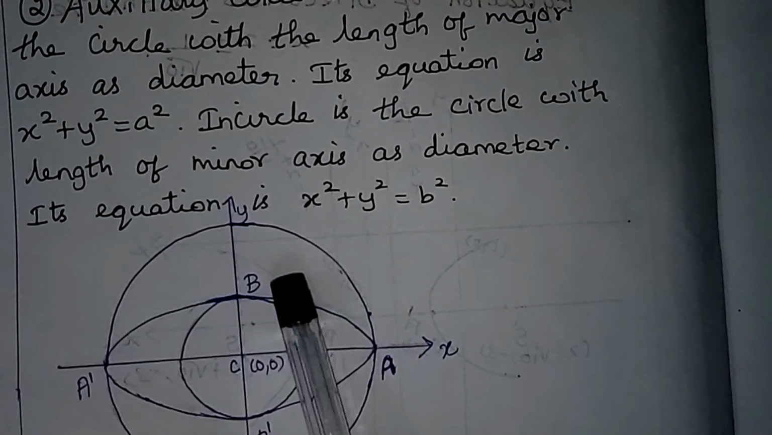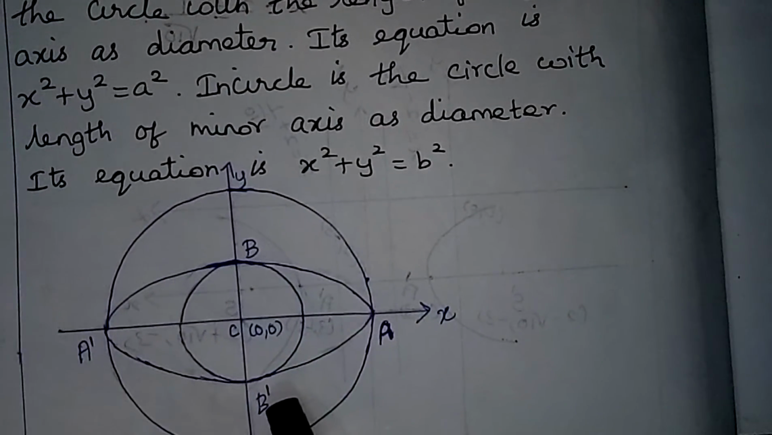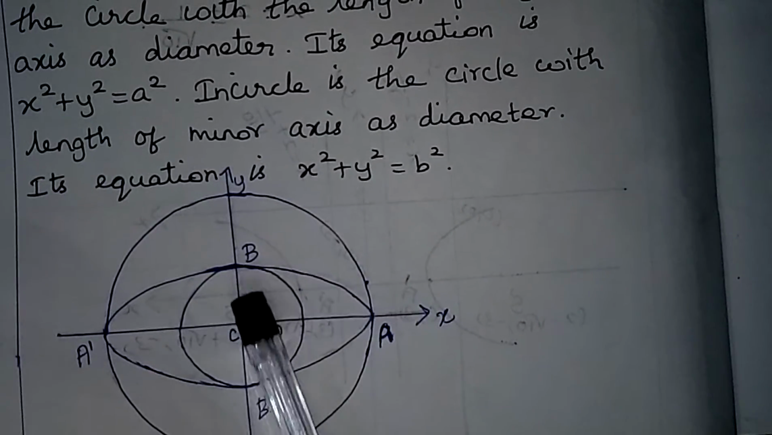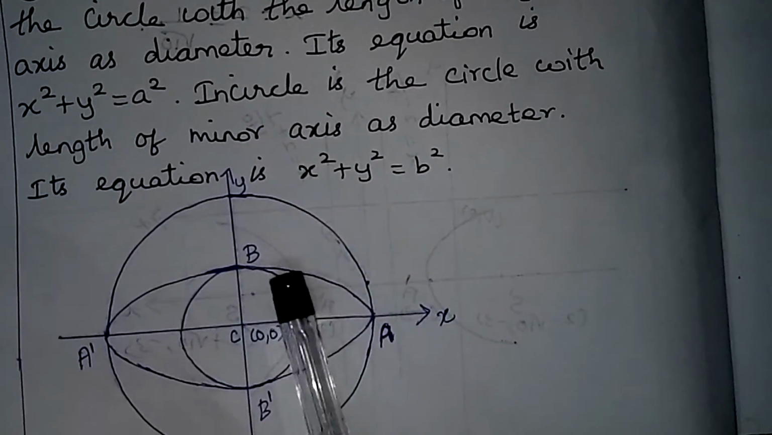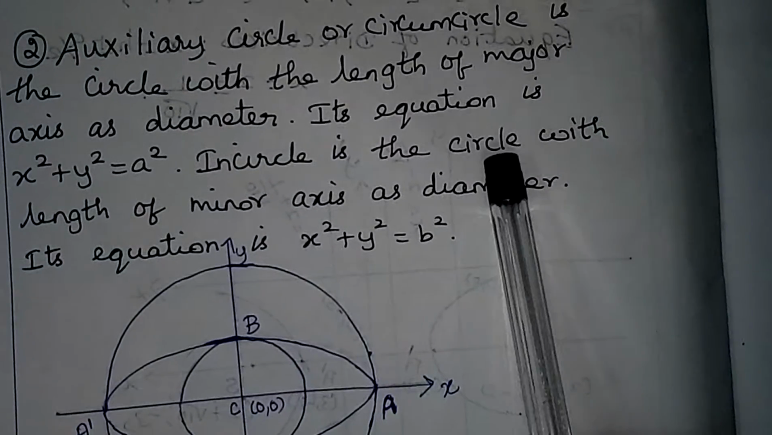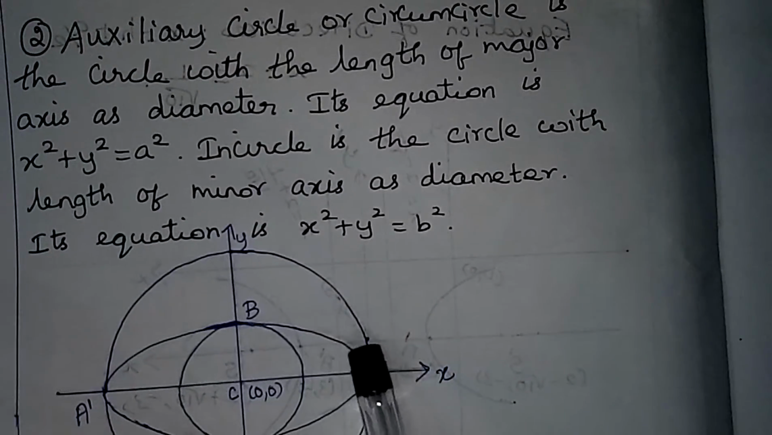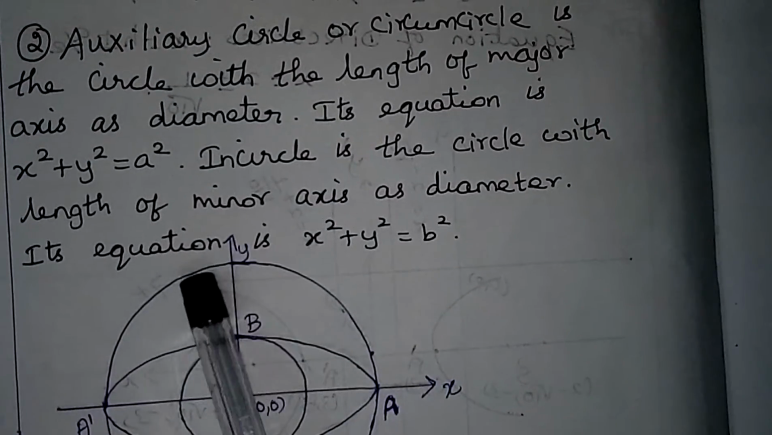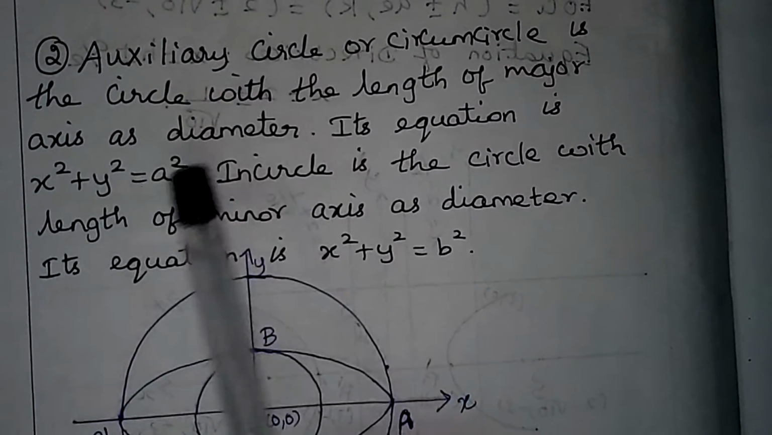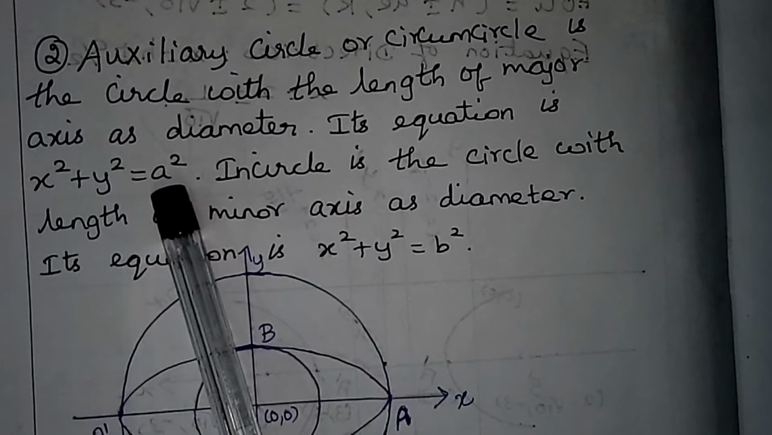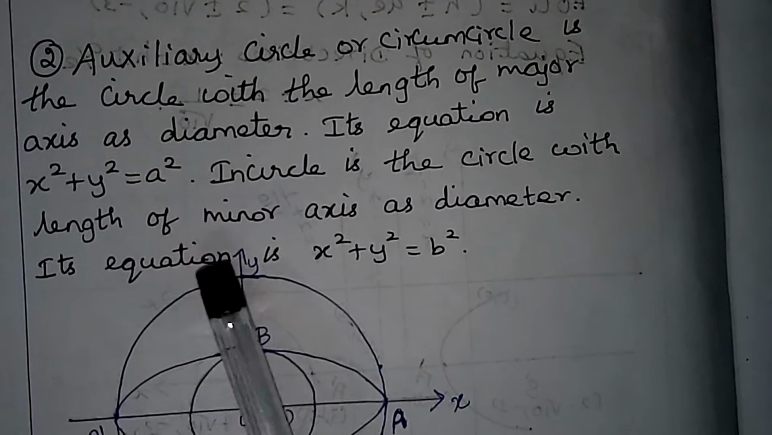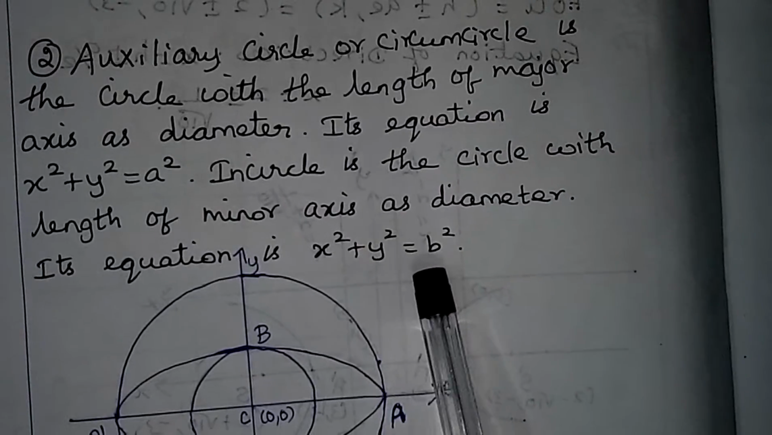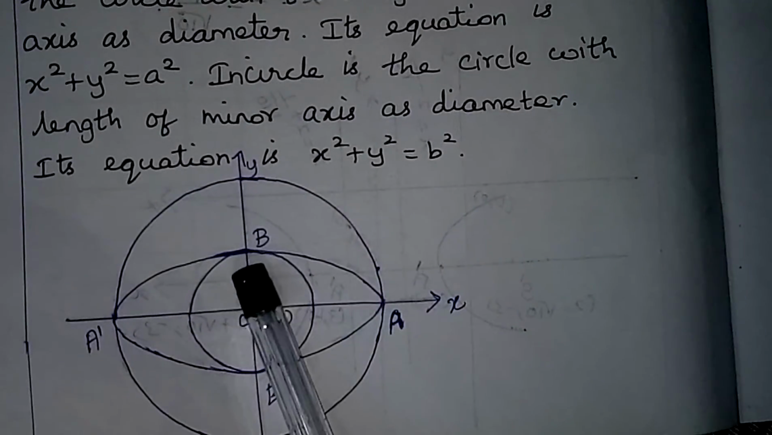And here B dash is the length of the minor axis, which will be 2b. If you keep this 2b as the diameter and draw a circle, this circle which is inside is said to be the incircle. And in the middle what we have is our ellipse. The equation of the auxiliary circle is x square plus y square equal to a square because the radius is a, and the equation of the incircle is x square plus y square equal to b square because here the radius is b.